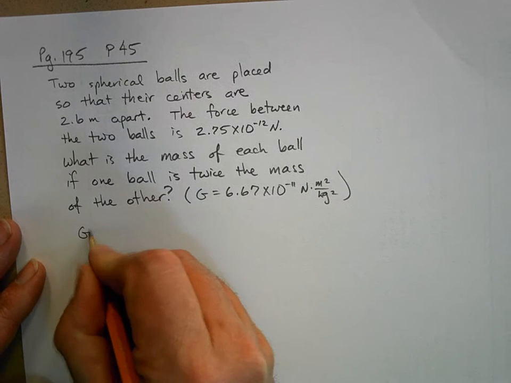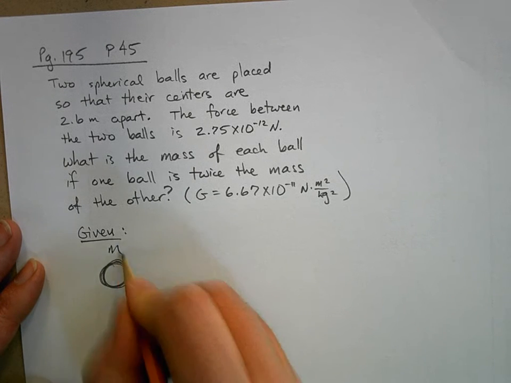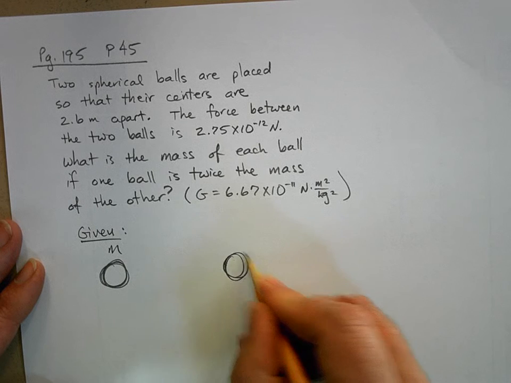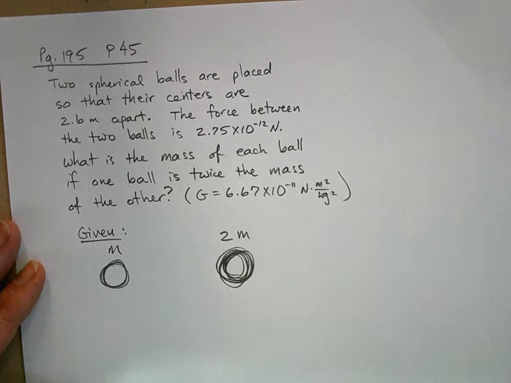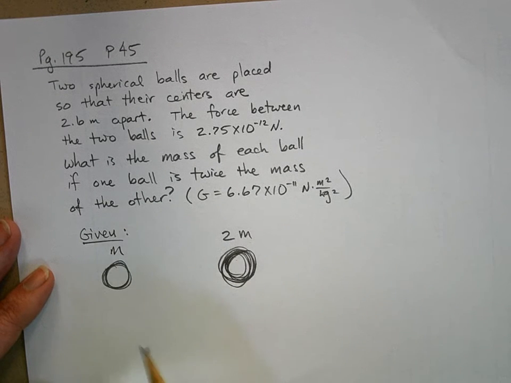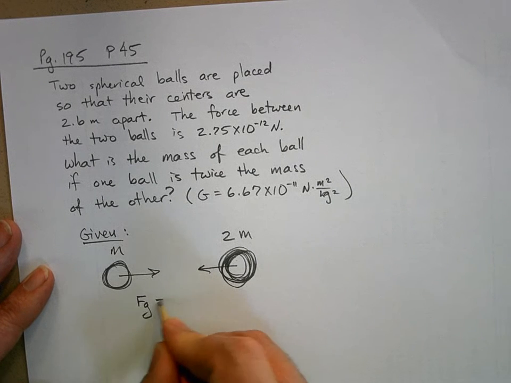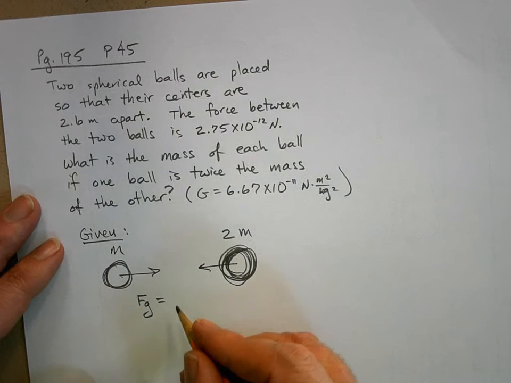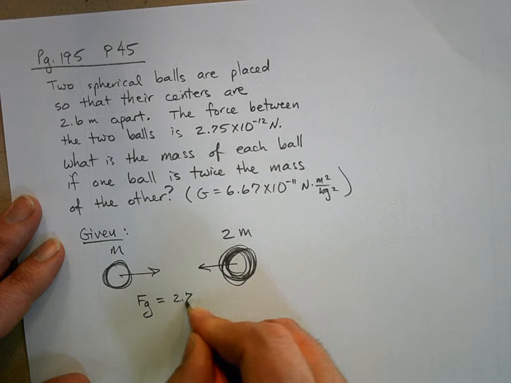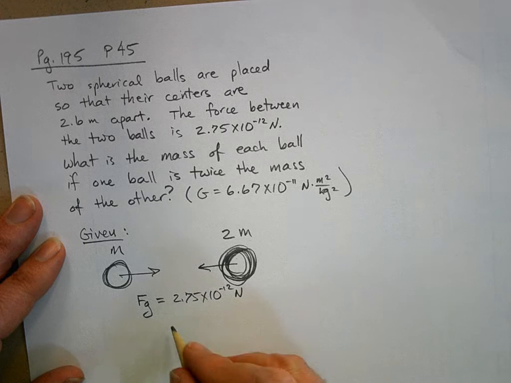So here's what we get given. Let's draw a picture of it. Here's one of them, and we'll give it a mass of m. Here's another one. We'll draw it a little bit bigger, and it has a mass of 2m. So this is twice the mass of the other one. We've got a force of gravity pulling them together, and it's, of course, very tiny because gravity is weak. These aren't very big, so the gravity is going to be 2.75 times 10 to the negative 12 newtons. And, of course, we're given how far apart they are. The centers are 2.6 meters.